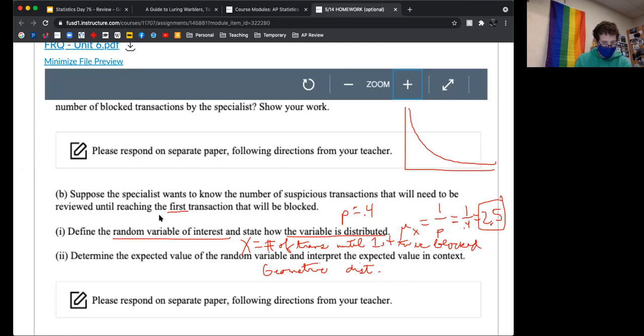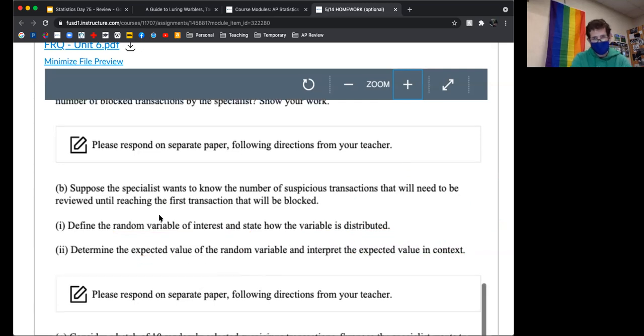Okay, now we can determine the expected value of it, and we can interpret the expected value in context. So we already did calculate it right there. We did part B first, or part 2. And then interpret the expected value. We would expect 2.5 transactions on average. Now, any given day, it could be the very first, it could be the 10th. But on average, it will take until the 2.5 transactions being reviewed. All right, I've said enough on that.